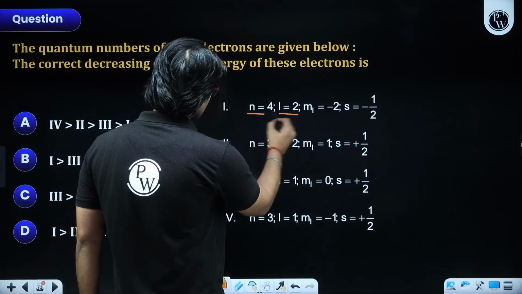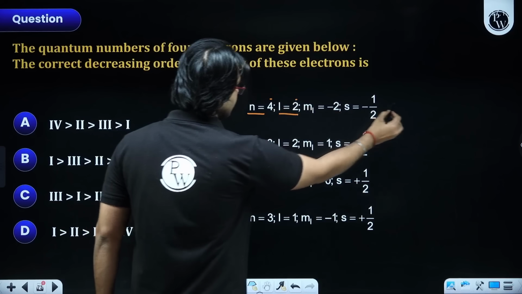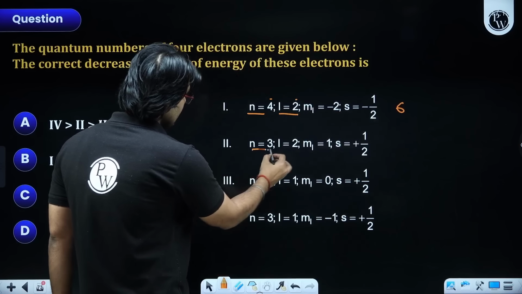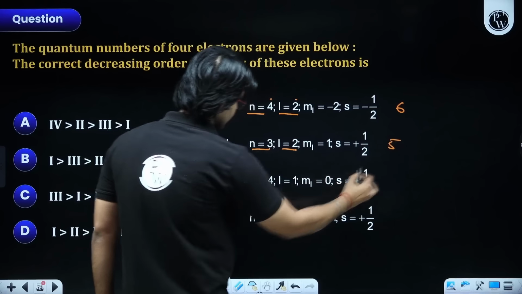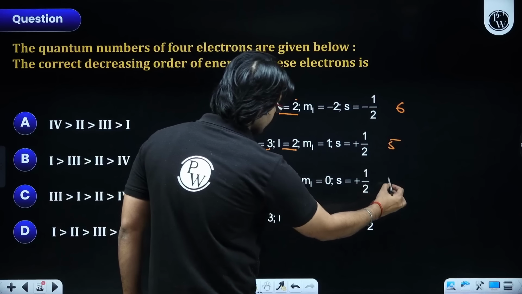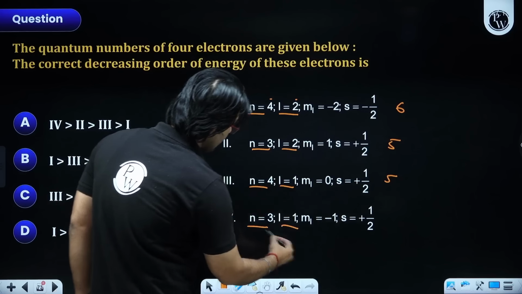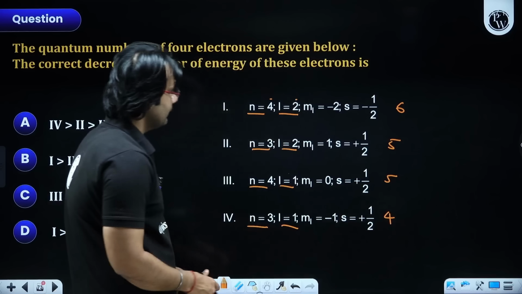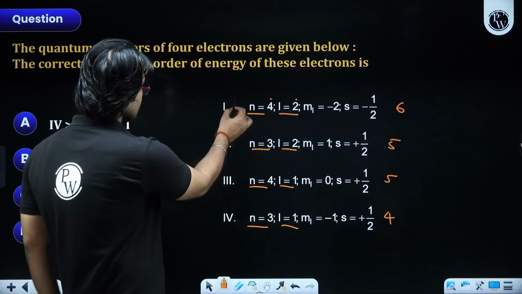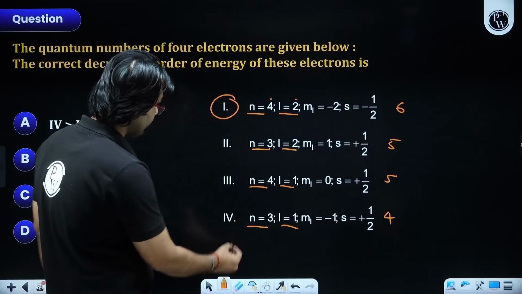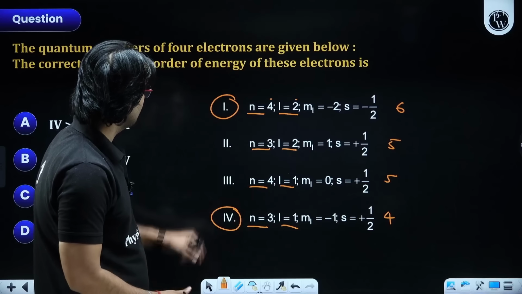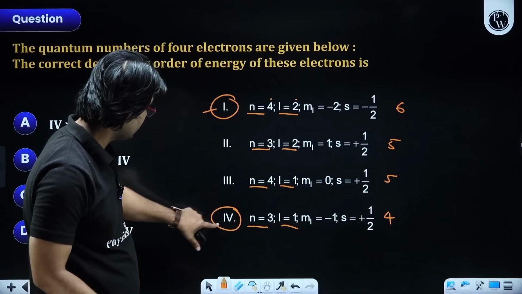n=4, l=2 means n plus l is 4 plus 2, which is 6. n=3, l=2 gives 3 plus 2, which is 5. n=4, l=1 gives 4 plus 1, which is 5. n=3, l=1 gives n plus l of 4. So clearly the highest n plus l is for the first one and the lowest n plus l is for the fourth one. So the highest energy will be for the first and the lowest energy for the fourth.